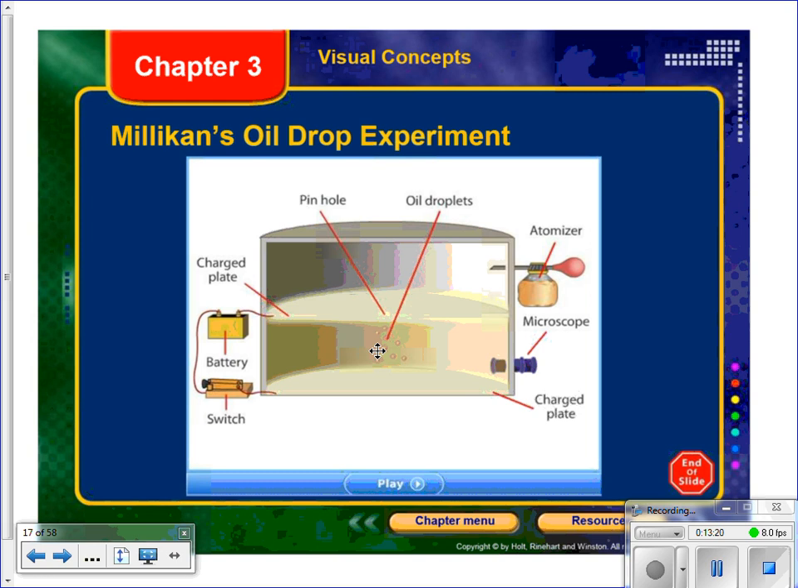So Millikan was able to take the voltage of the battery and the distance that the oil particles were from the bottom plate and calculate the charge of the electron. It's actually the mass to charge ratio of the electron.